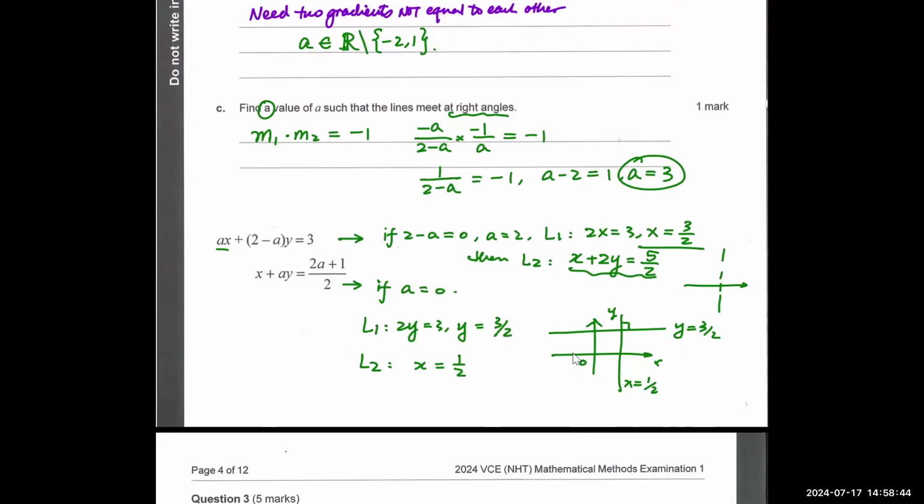So the full answer, if the question says find the value, it should be the values of a. Then you could get a equals 3 or a equals 0, okay? So that's what I'm thinking. But you only need to specify one value, okay?